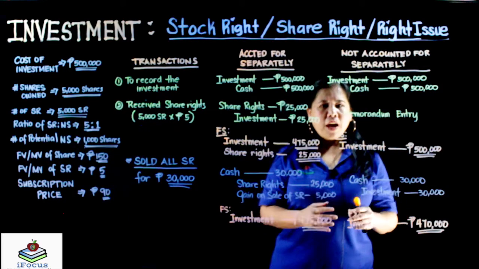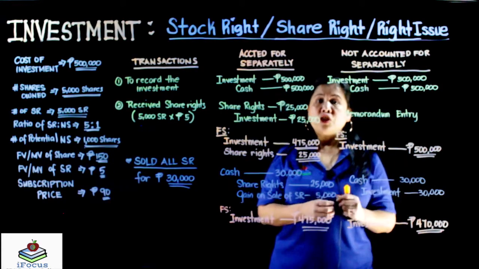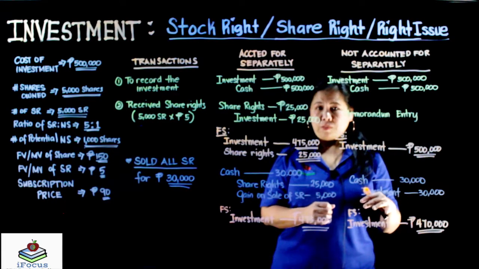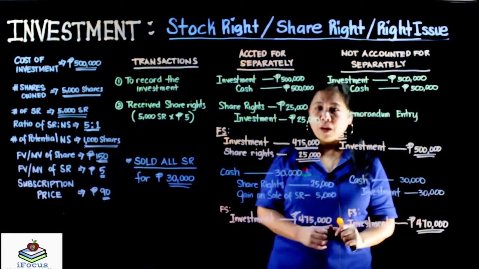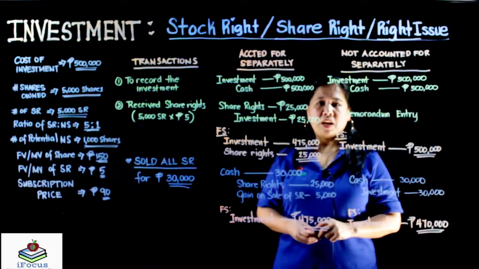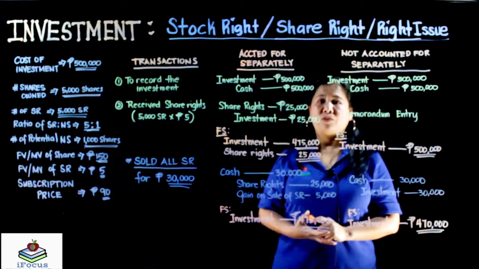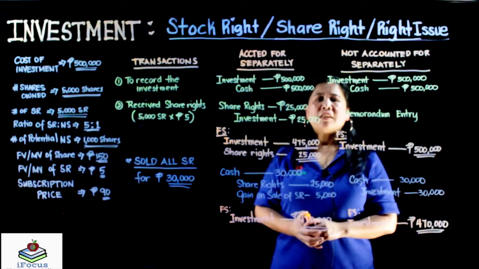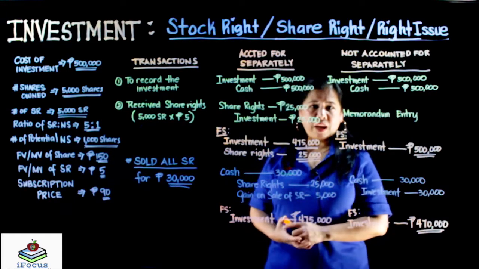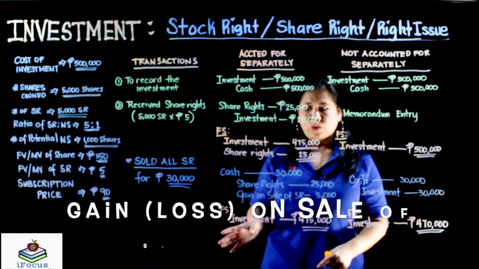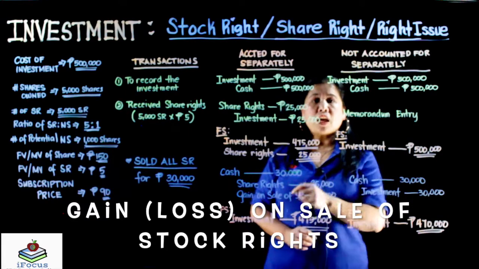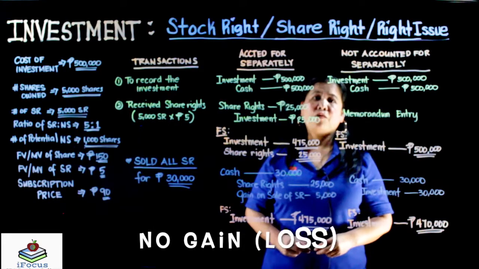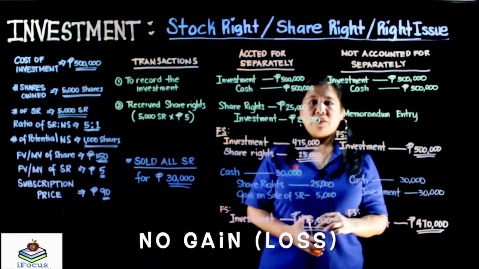Alright? Kung magkano niya na ibenta ang kanyang share rights or stock rights, yun ang ima-minus niya sa kanyang investment account. Kung ano man yung naiiwan, yun na lang ang kanyang carrying amount dito sa not accounted for separately. Dito naman sa accounted for separately, dahil mayroong value ang kanyang share rights, nire-recognize ni investor ang gain or loss on sale of the stock rights. Dito sa not accounted for separately, wala tayong gain or loss of sale of the stock rights.